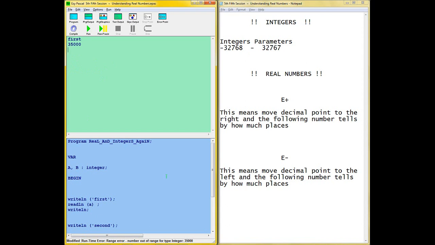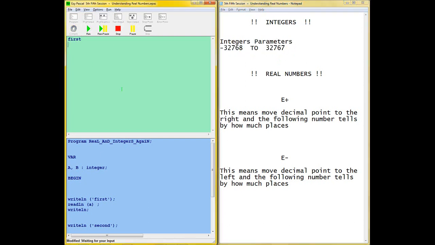Now, this just says that integers do not recognize such large numbers or numbers out of its parameters. And while I was experimenting today, these are the parameters that I saw. It is actually negative 32,768 to positive 32,767. Sorry about that. This just says that it can only add numbers or do calculations on numbers once they are between these parameters.